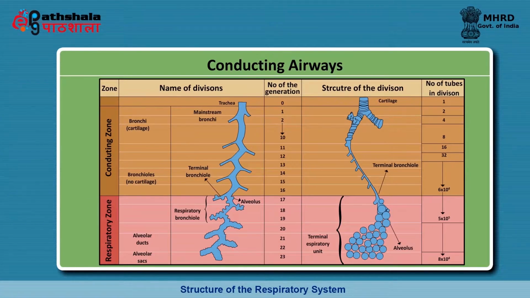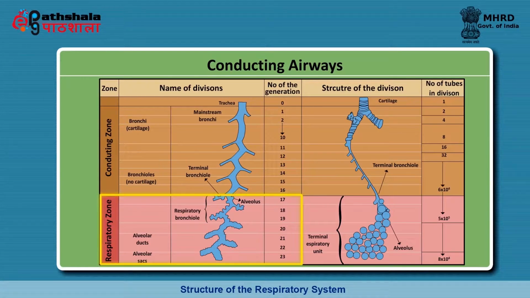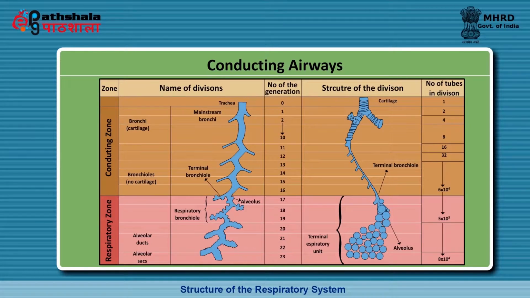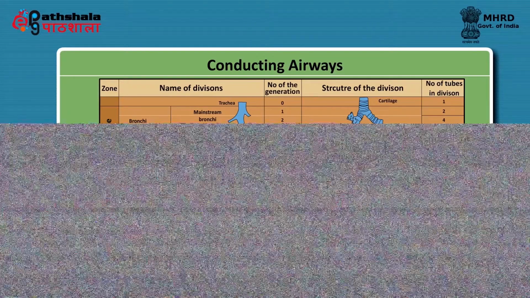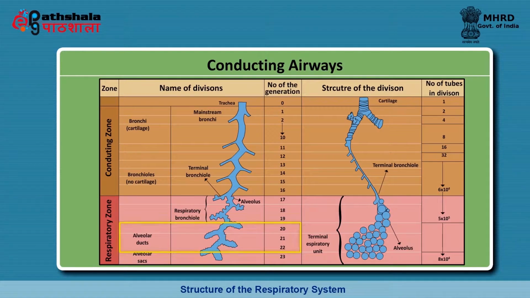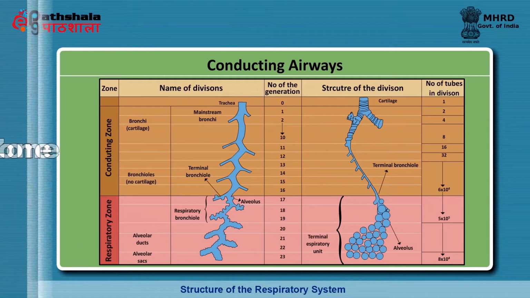Tubes 17 to 19 are called the respiratory bronchioles. These contain less cartilage, more alveoli. Ducts 20 to 22 are called the alveolar ducts. They also contain no cartilage and more alveoli. And finally, generation 23 is formed by the alveolar sacs. From generation 17 to generation 23, they form the respiratory zone.